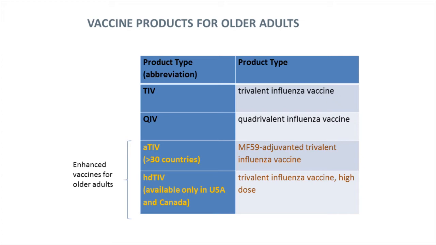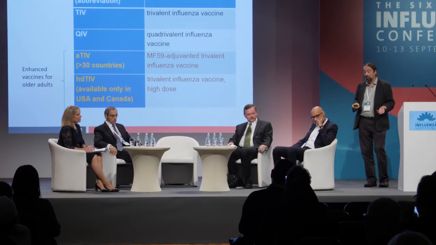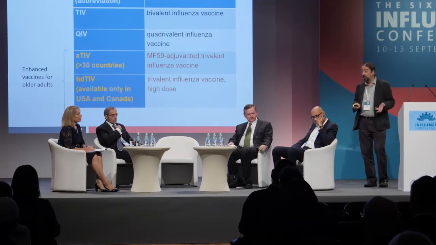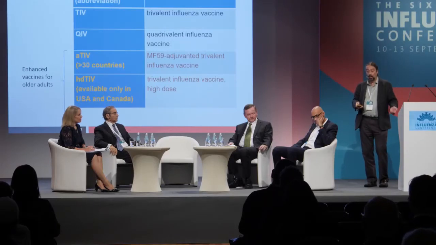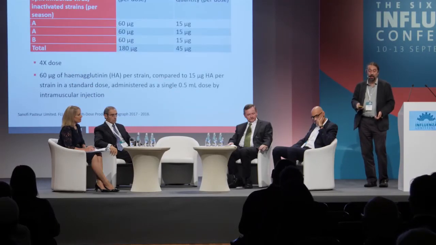that are circulating. But right now there are also new products coming for the elderly, for the older adults. There is the adjuvanted trivalent vaccine that has been approved now in more than 30 countries to be used in the older adults. And there is the high-dose trivalent influenza virus vaccine, the TIV, which is only available in the US and Canada, and is based on a high dose of the TIV.